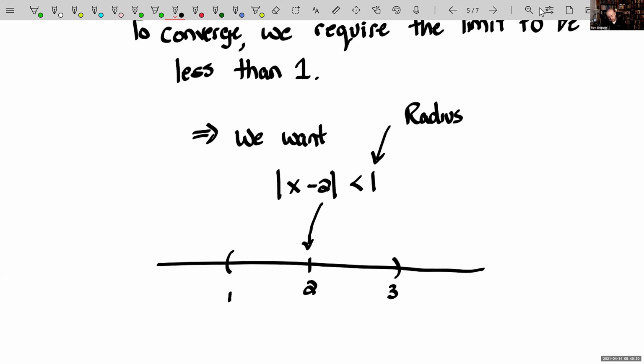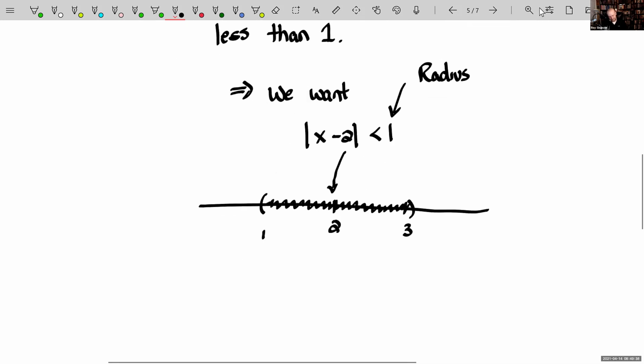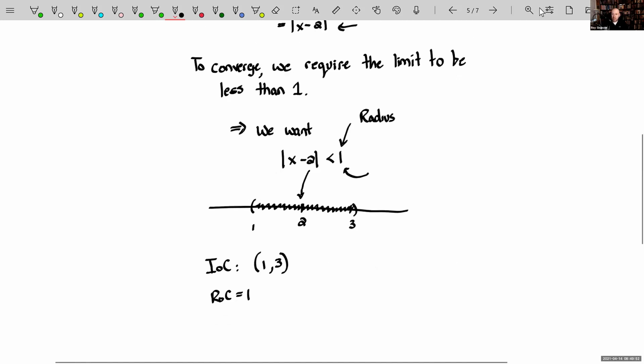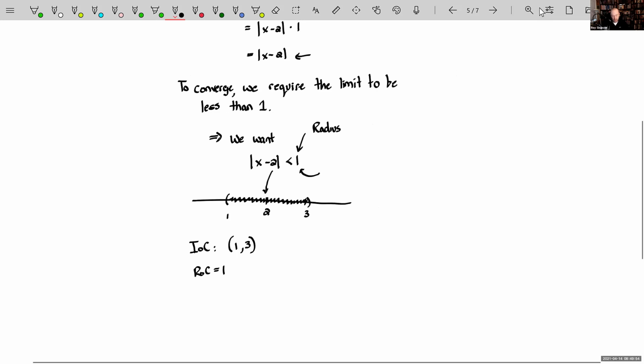So our interval of convergence is from 1 to 3. And the radius of convergence is 1. That's what the radius here is. So that is a really, really cool problem.